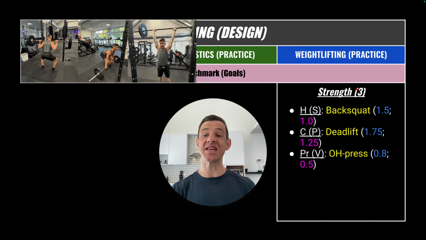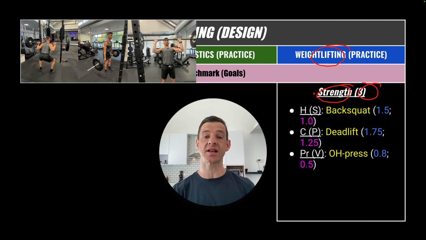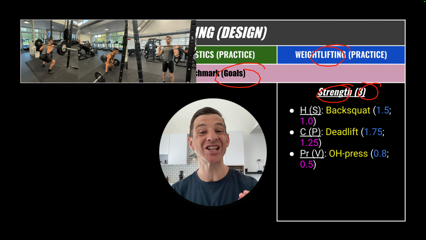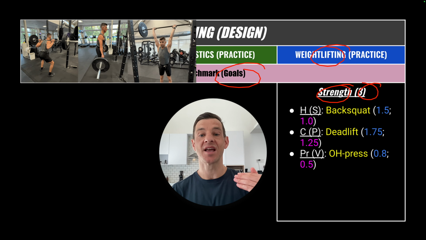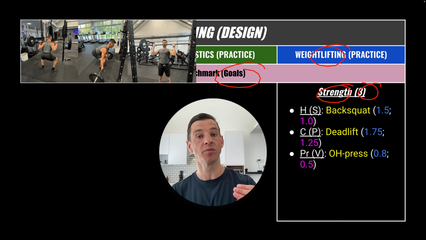So in summary, these are our 3 weightlifting strength benchmarks. And together with our 10 gymnastics strength benchmarks, they will allow us to achieve total body strength.